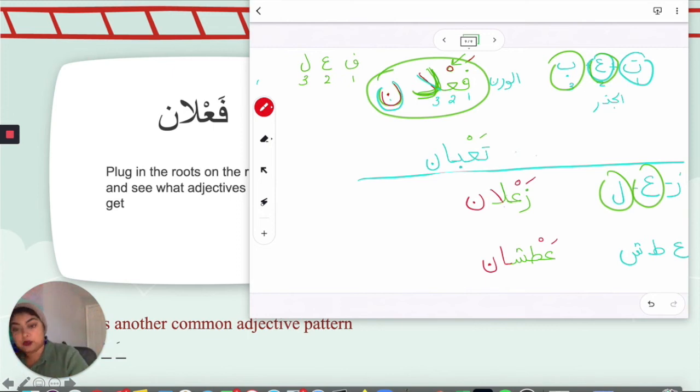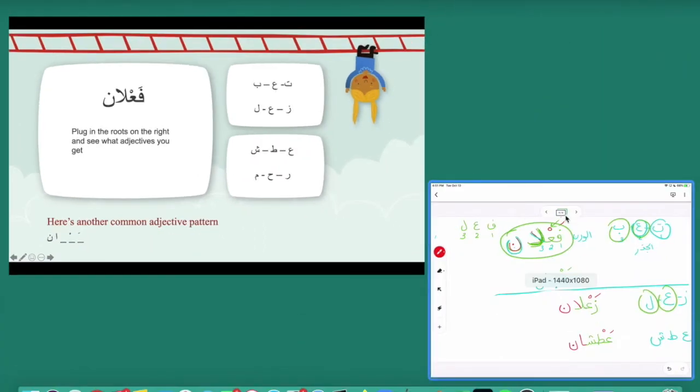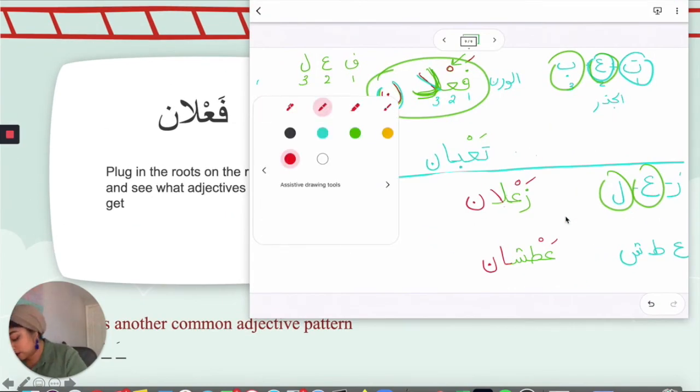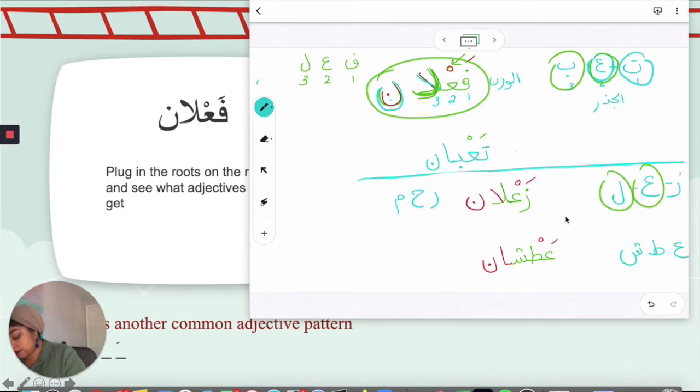And then let's do the last one. What's the last one I gave you? Ra, ha, mim. Pause and come back. So first root letter, second root letter, third root letter, and it has a fatha, sukun, alif, nun. Rahman, merciful. And it's temporary because Rahman has to do with mercy within a specific time period.